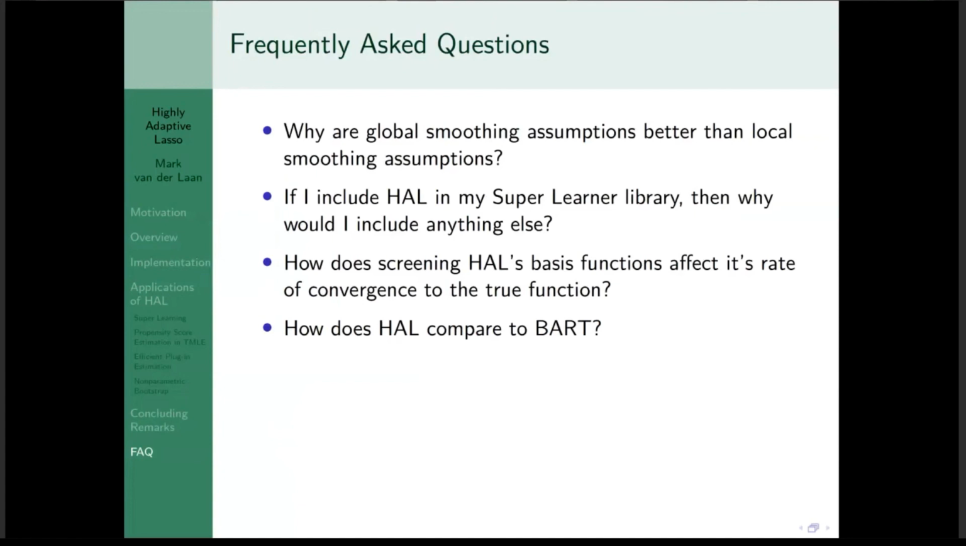Here's another question: how does HAL compare to Bayesian regression trees? I think that's an interesting question. I still think nobody has really looked carefully at that, so that's something which should be done. For example, practical performance comparison. But I also think there's some theoretical work in BART which probably remains to be done.